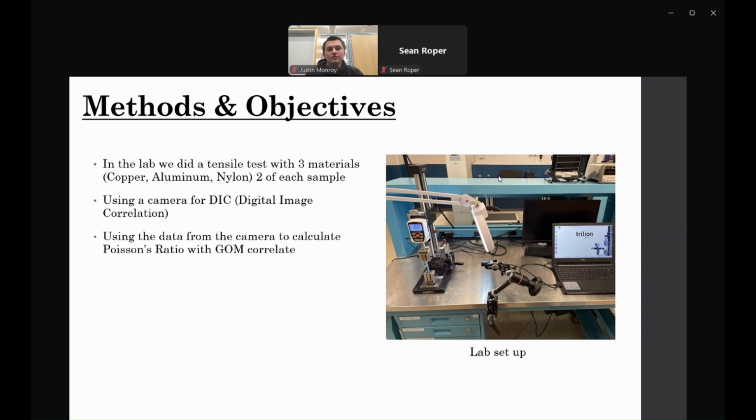For our objective, it was to find the Poisson's ratio. And to do this, we had three materials, copper, aluminum, and nylon, 2 samples for each. And then we used a tensile test with a camera for digital image correlation, and then translated that into the GOM Correlate.